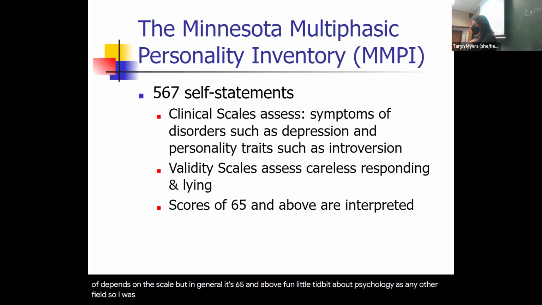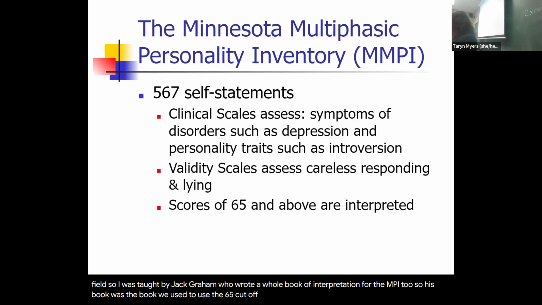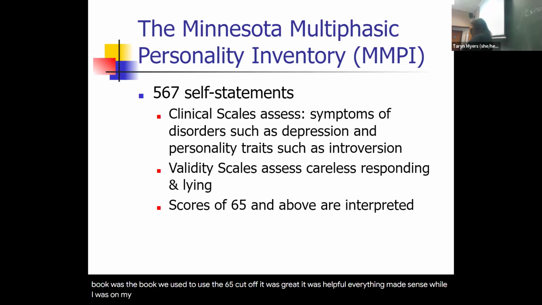I was taught by Jack Graham, who wrote a whole book of interpretation for the MMPI-2. So his book was the book we used. He used the 65 cutoff. It was great. It was helpful. Everything made sense. While I was on my residency at the VA, we had Jim Green come in and give an MMPI workshop. He used the 70 cutoff. He had some different interpretations.